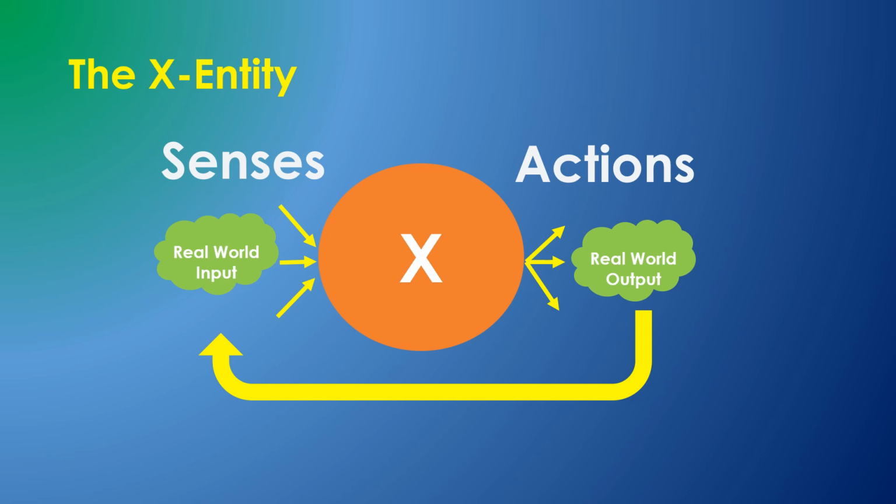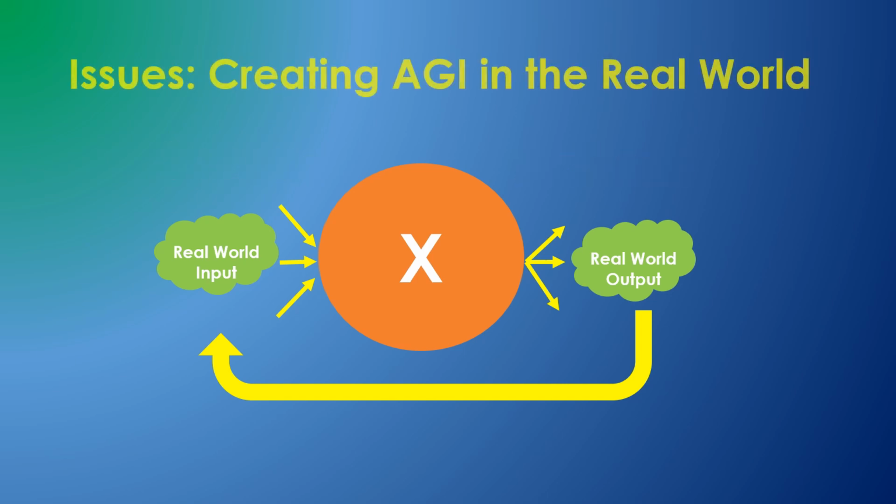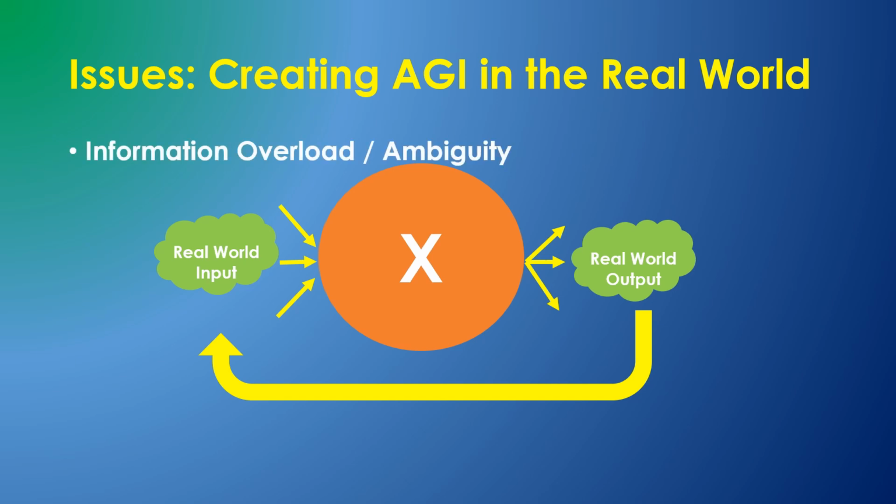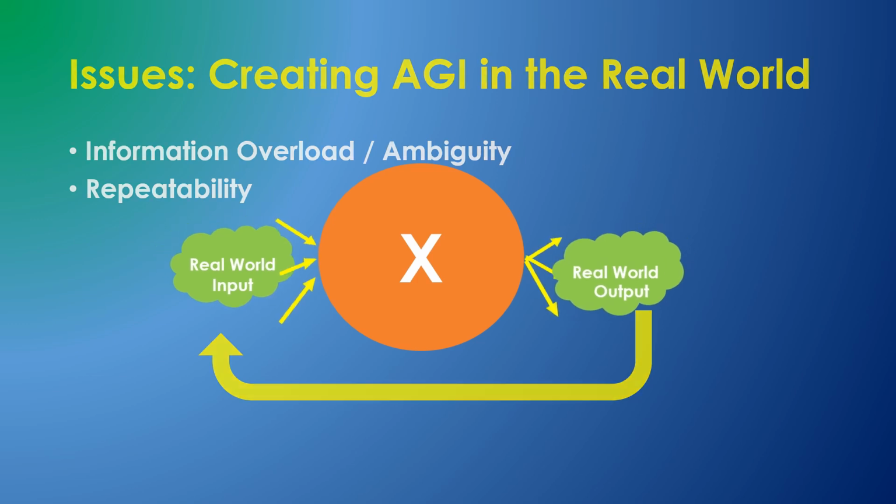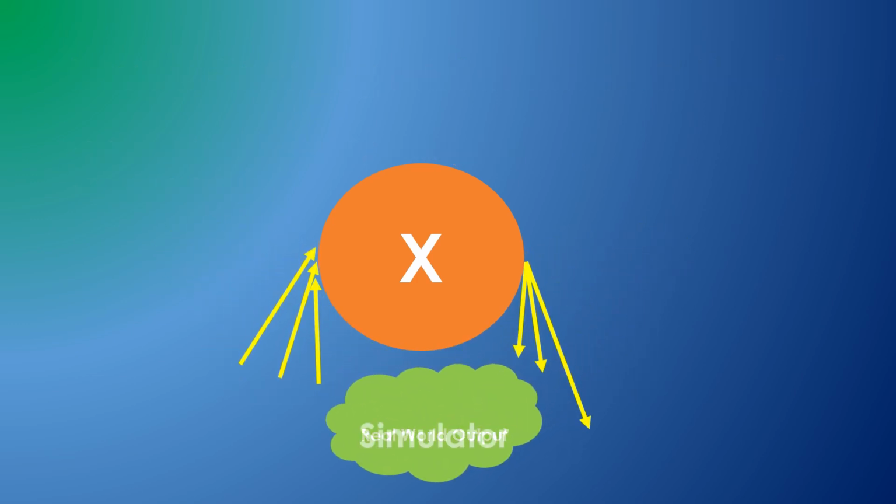The XEntity could be a robot running in a real-world environment, but real environments present two problems for early-stage AGI development. First, the real world is so complex that it is difficult to isolate individual characteristics. Although it's relatively easy to implement vision and hearing, for example, then the AGI is bombarded by a continuous flood of incoming information. And second, it can be very difficult to create repeatable results with a real-world robot. The solution is to create a simulated environment for our XEntity.